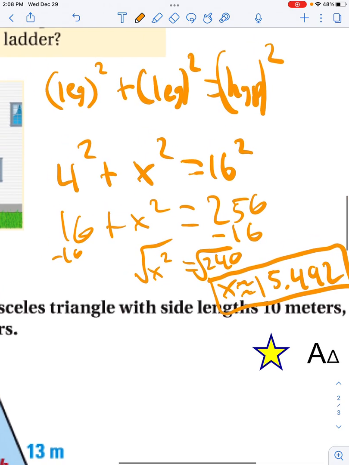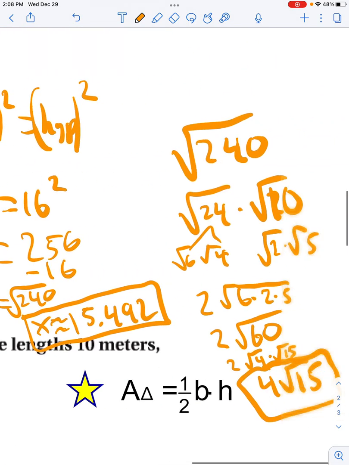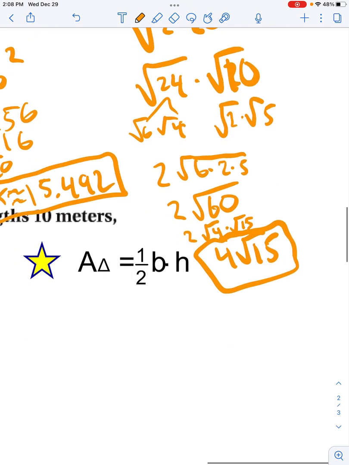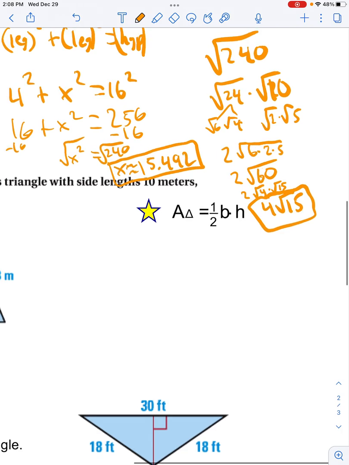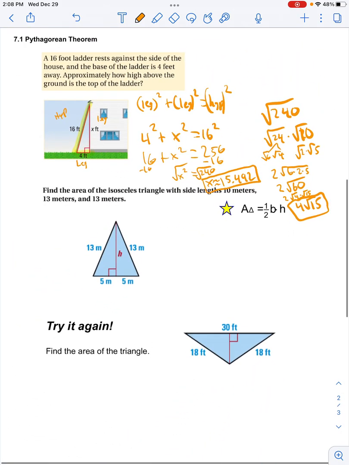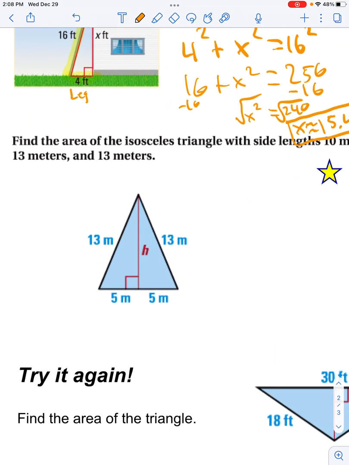Again, if that question doesn't specify, feel free to write your answer as a decimal. If the question says to write your answer as a simplified radical, then you would want to write it as 4 square root 15. So you need to know how to do both. Find the area of the isosceles triangle with side lengths 10, 13, and 13.